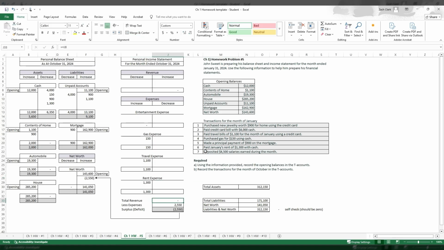All right, and finally, I think we're on number 7. Yes, and we deposited $4,500 in salaries earned during the month. So that is our revenue. Remember, we want to be on the increase side for revenue. And we will check that there.